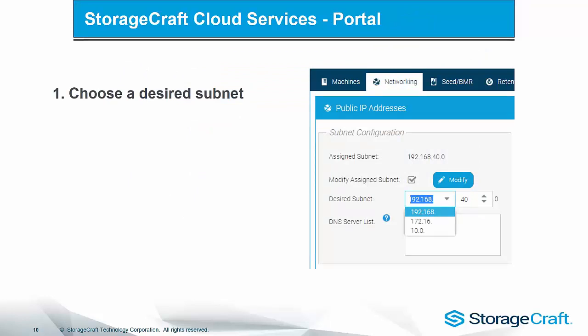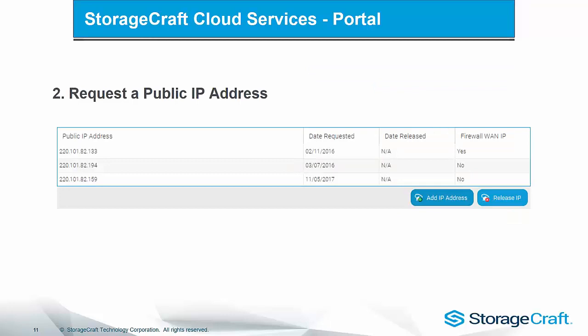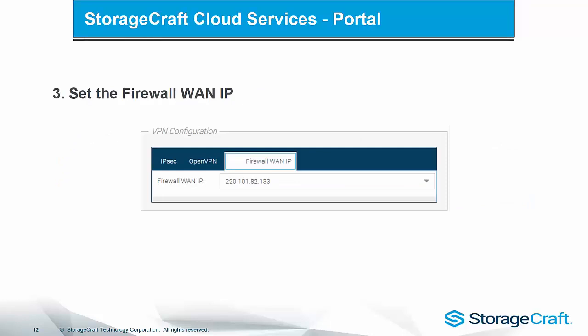Firstly, you want to choose a desired subnet in the cloud. Generally, this will be different to your on-premise site to allow routing between the two. Request as many public IPs as you need. This is also required for VPN and port mapping. Set up the Firewall WAN IP to facilitate the VPN connectivity.